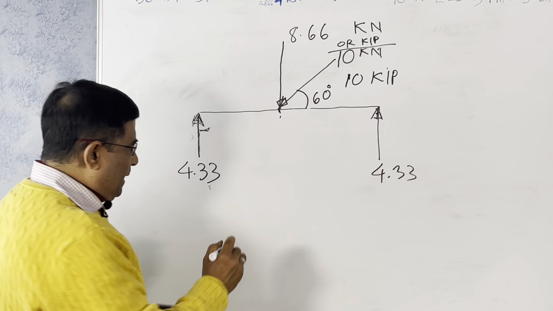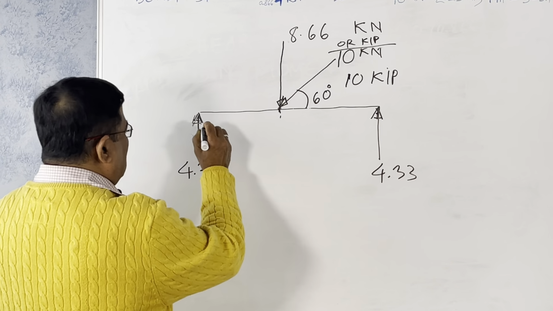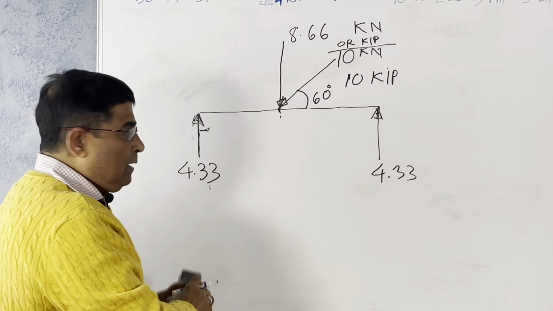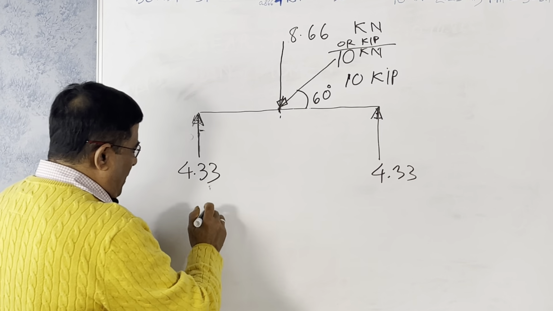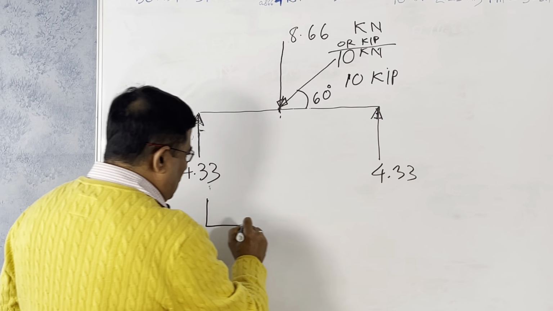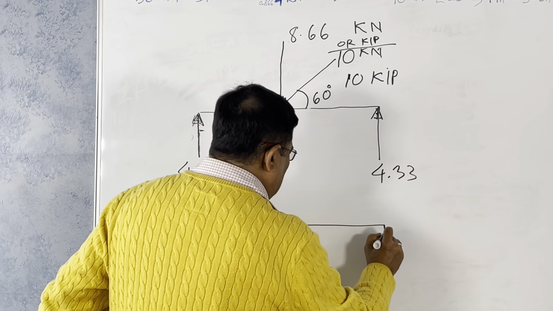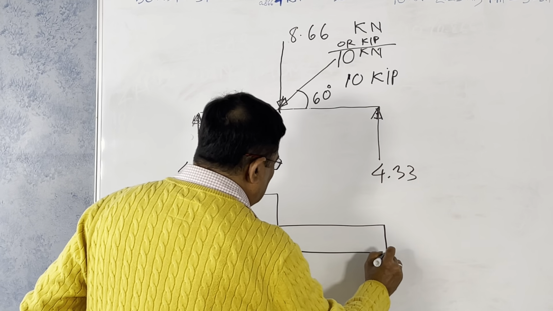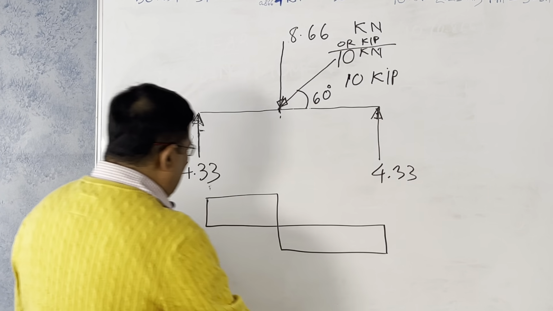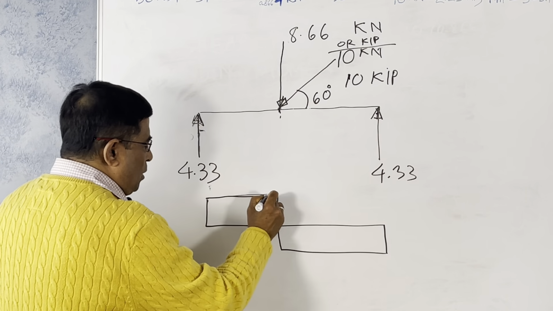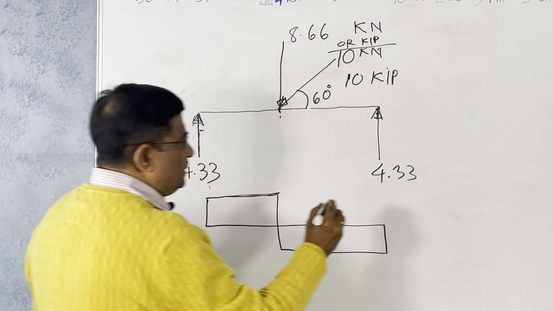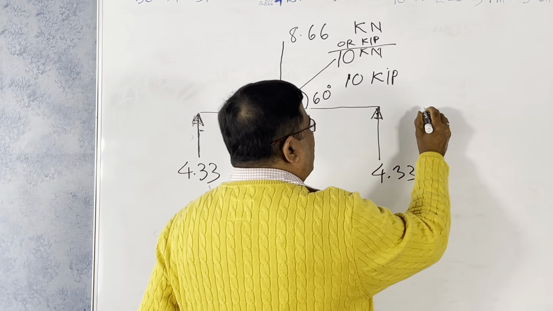The bending moment diagram is something like this. The bending moment diagram is the force into distance, right? So one thing you should remember, it is always true. You have a shear force diagram something like this, right? When the shear force is constant, bending moment is linear. This is the golden rule.